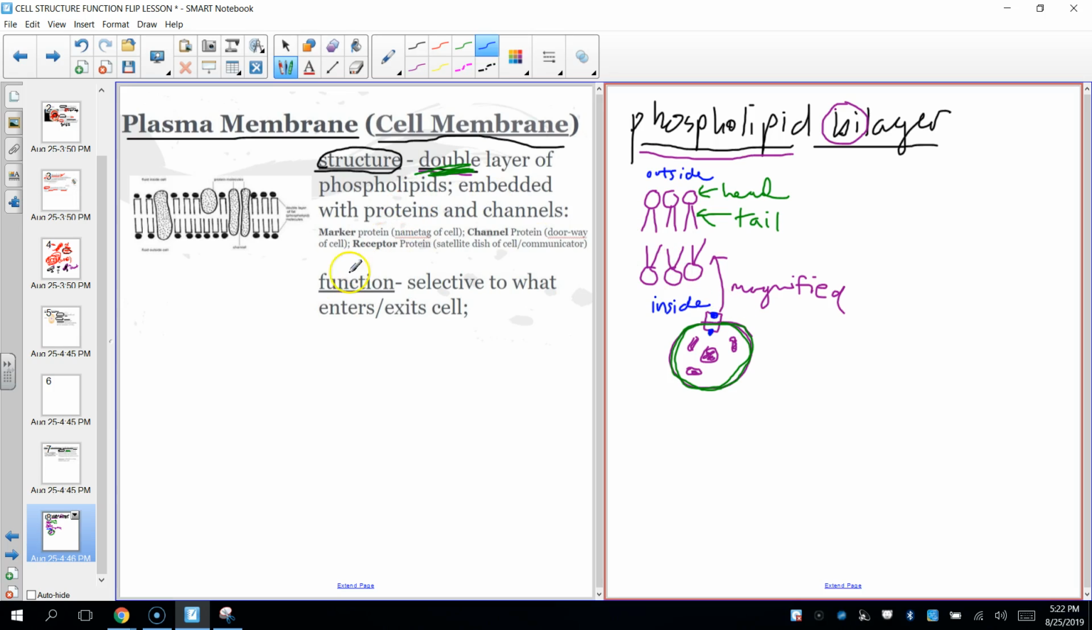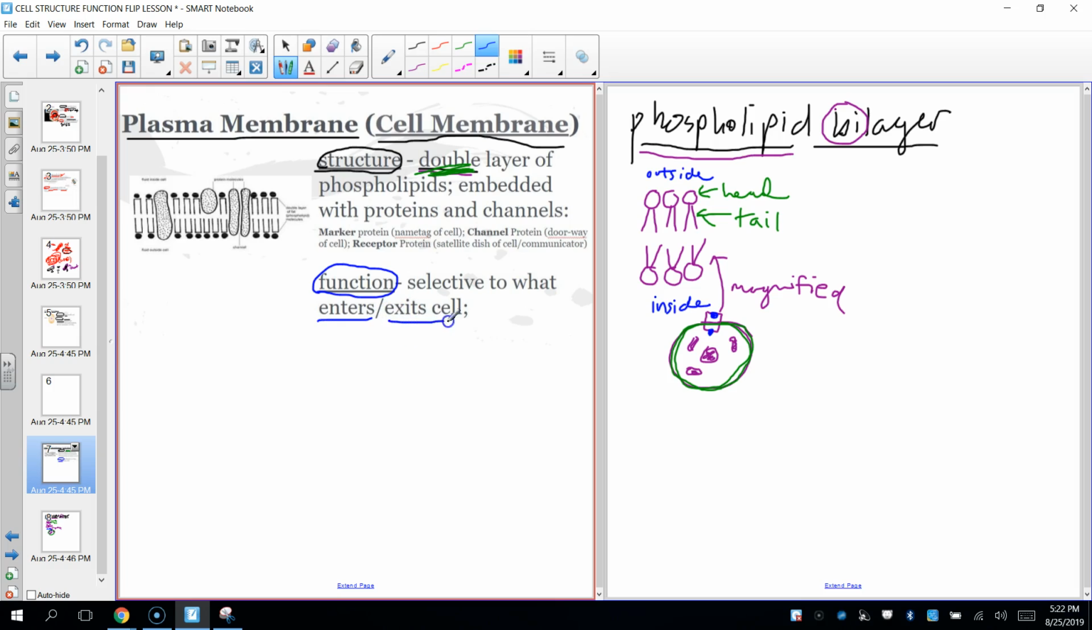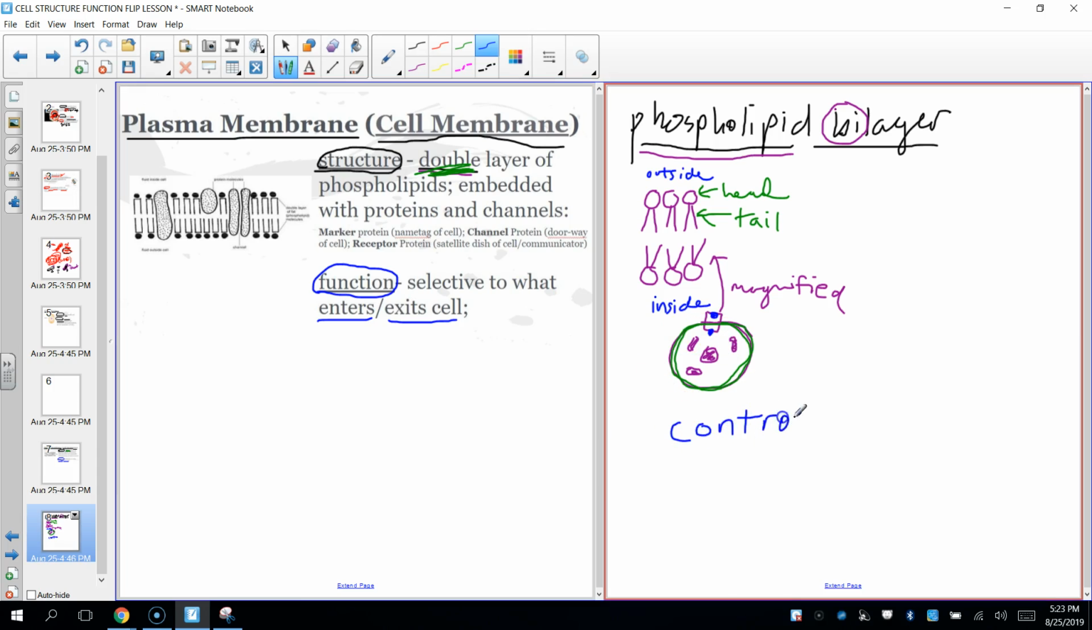Now the function, remember we talk about the structure and the function. The function of the phospholipid bilayer is that it basically selects what enters and exits the cell. It chooses what can come in and what can go out. It's kind of like if you've ever been to the airport, like the TSA. They only allow certain things in and do not allow other things. So it's like a bouncer or a barrier or a filter. The function of it is it controls what enters and exits the cell.